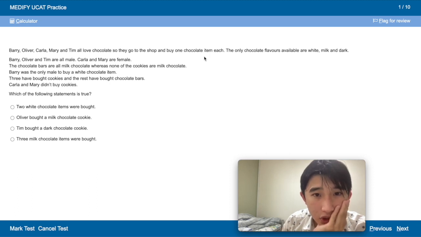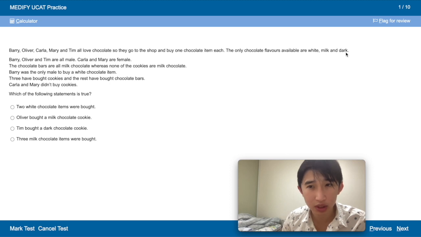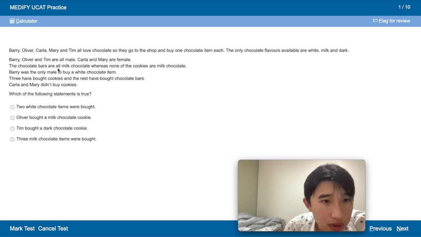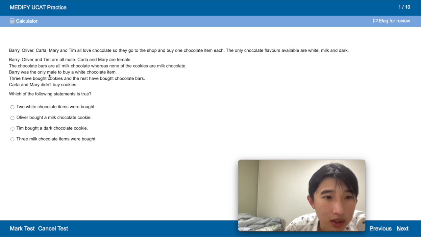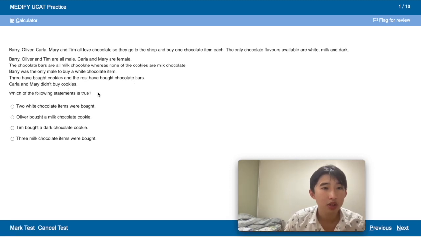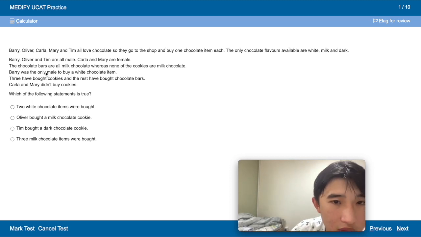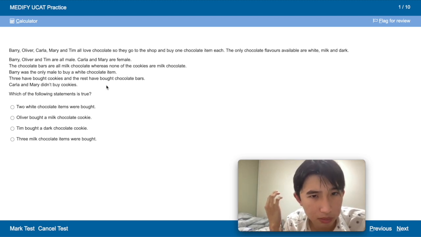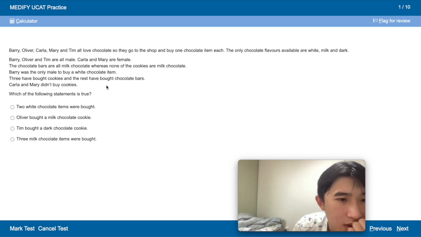Okay, so they all love chocolate, go shopping, buy one chocolate item each, the only chocolate flavors are white, milk, and dark. Chocolate bars are all milk chocolate, none of the cookies are milk. Three have bought cookies and the rest bought chocolate bars. So two white chocolate items were bought. Oliver bought milk chocolate. Barry bought a white chocolate, so we know Barry bought one.